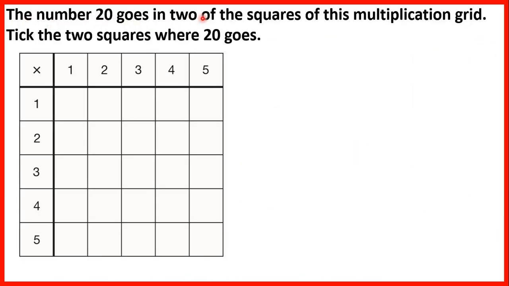The number 20 goes in 2 of the squares of this multiplication grid. Tick the 2 squares where 20 goes. So we need to think what times what is 20. Well, 5 times 4 is 20, so we can tick this square because that shows 5 if we go to the left, times 4 if we go up, and 5 times 4 is 20. And we can also tick this square, because if 5 times 4 is 20, then 4 times 5 is 20 as well.